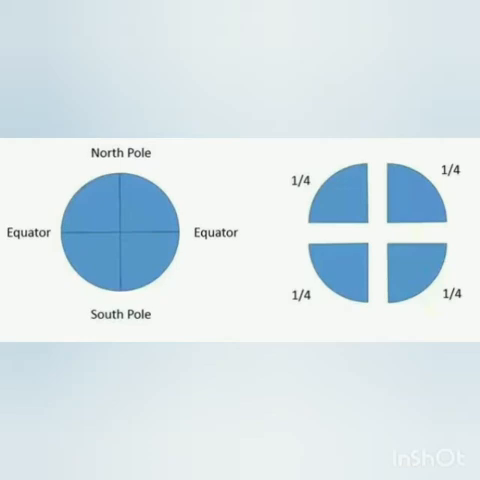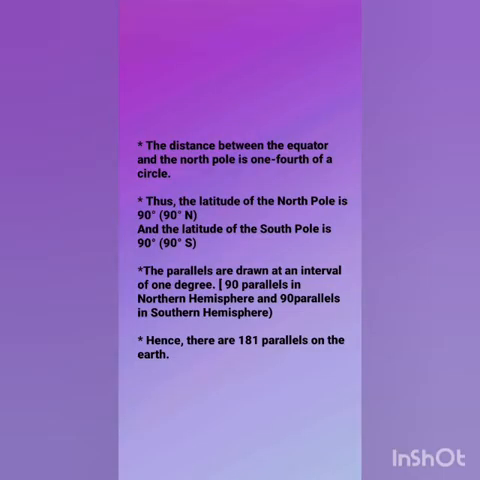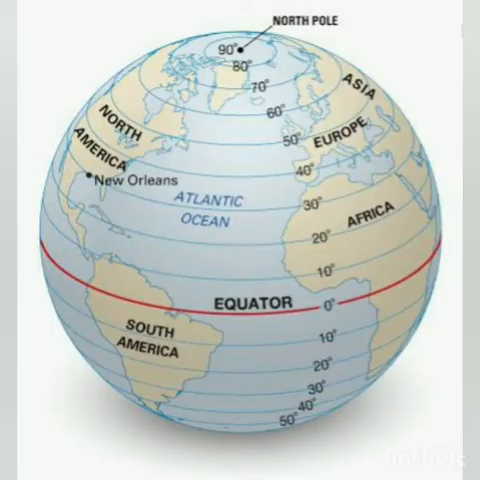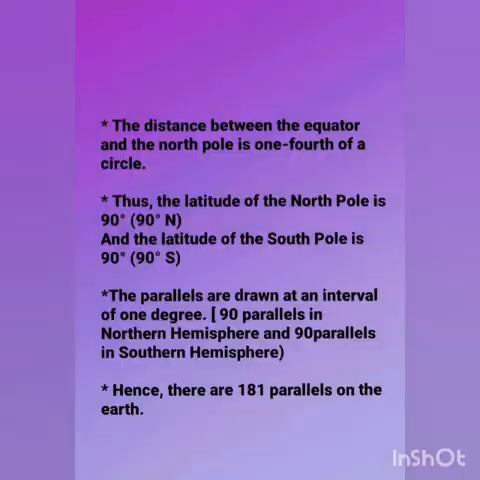Now students, you should know that all these parallels are drawn at an interval of 1 degree, because the distance between any two parallels at an interval of 1 degree on the surface of the earth is about 111 kilometers. Thus, there are 90 parallels in the northern hemisphere and 90 parallels in the southern hemisphere, and including the equator, in total there are 181 parallels on the earth.